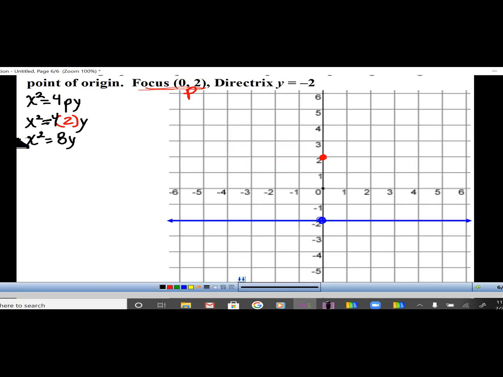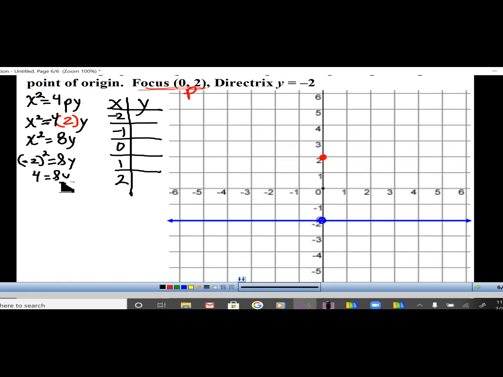All right, now that we have that, let's get a table. x, y. Domain: -2, -1, 0, 1, 2. Do we know how to come up with our y values? Yes, substitute values into the equation. So I'm going to use x squared equals 8y. My first value is -2. What is -2 squared? 4 equals 8y. Let's solve for y. Divide by 8. 4 eighths is 1/2 equals y. And I label that right here, 1/2.